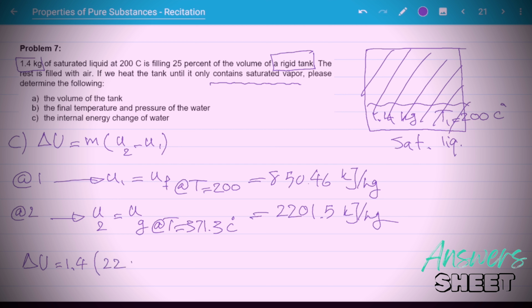Now delta U will be 1.4 times 2,201.5 minus 850.46, which will give us 1,892 kilojoules. We found the temperature and the internal energy at the second state using linear interpolation. So try to master this technique because, as you can see, we are going to use it quite a lot.